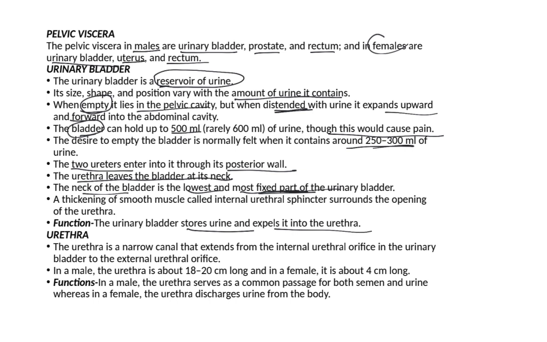The urethra is a narrow canal that extends from the internal urethral orifice in the urinary bladder to the external urethral orifice. In males, the urethra is about 18 to 20 centimeters long, whereas in females it is about 4 centimeters long. Functions: in a male, the urethra serves as a common passage for both semen and urine, whereas in a female, the urethra discharges urine from the body.